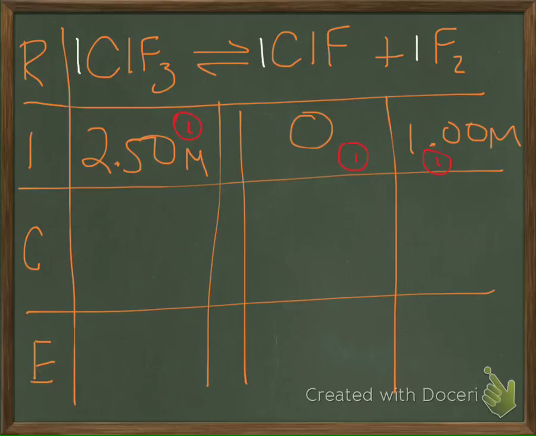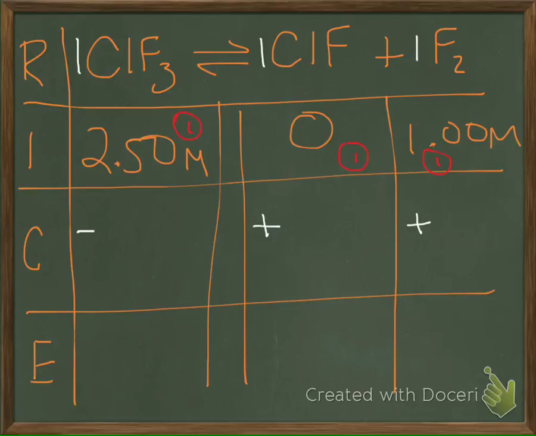We need to realize next that our products, which are up here, we call positive. So I'll put a positive here and a positive here because they are both appearing as products. Oppositely, I can say for the reactant that the change is going to be negative because it's disappearing.